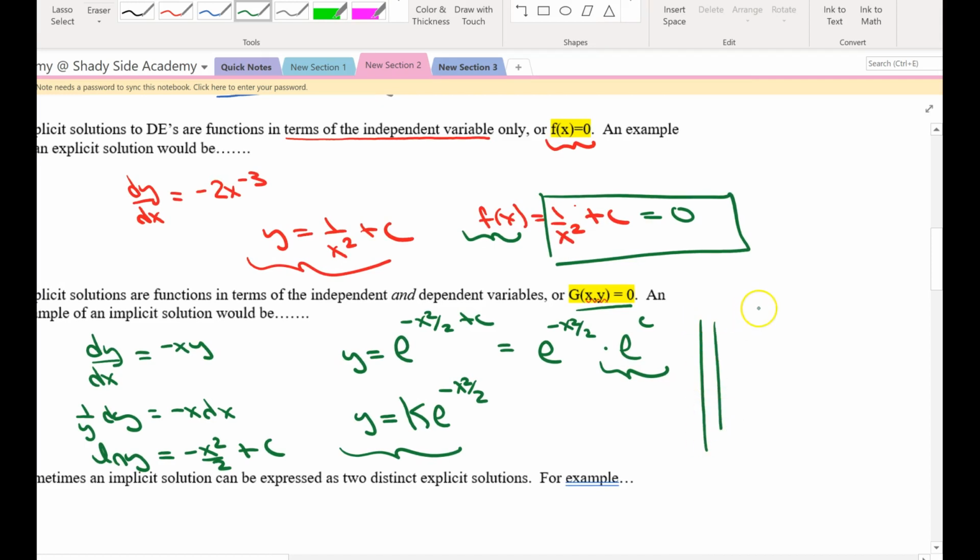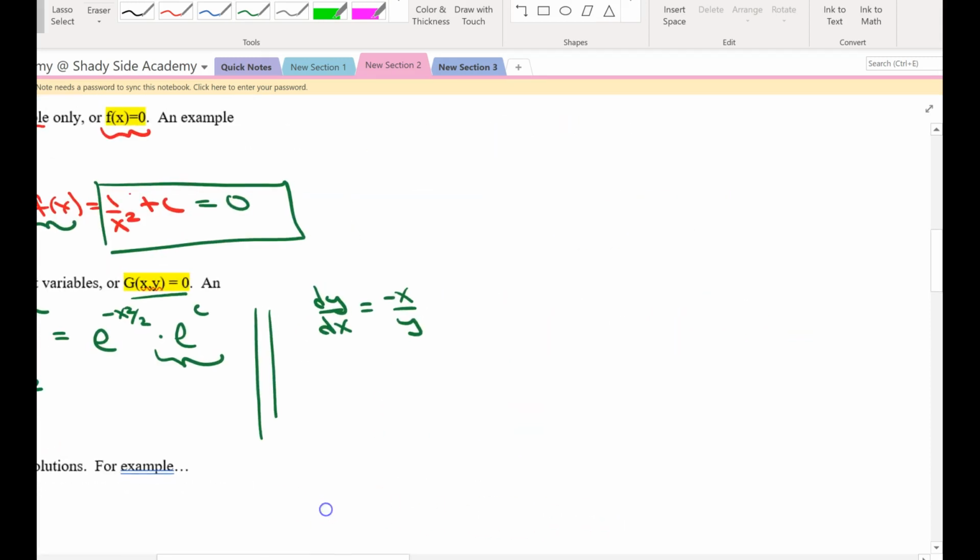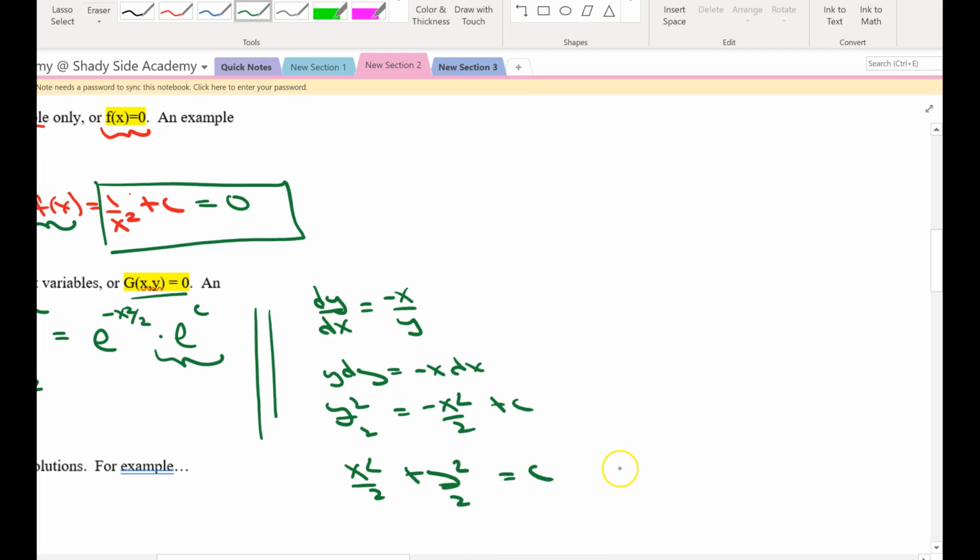Okay, let's do this. I think what I meant to do, no, I know what I meant to do is this, so bear with me, so sorry. Here we go, negative x over y. Well, you know what? Consider this just a practice of separation of variables. Let's go right ahead, and I'll meet you here when you finish. You get y dy equals negative x dx. Y squared over 2 equals negative x squared over 2 plus c. X squared over 2 plus y squared over 2 equals c.